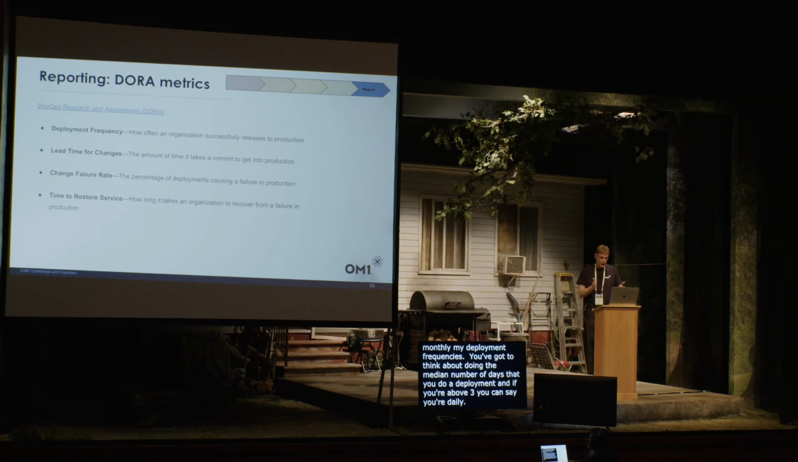Lead time for changes: you've got your Git data, you've got your releases, so you can do that. Change failure rate: as long as you're pulling in your deployment data and your incident data, you can again track it easily. Same with time to restore service. As long as you can link this data together, you'll have all you need to do your DORA metrics.